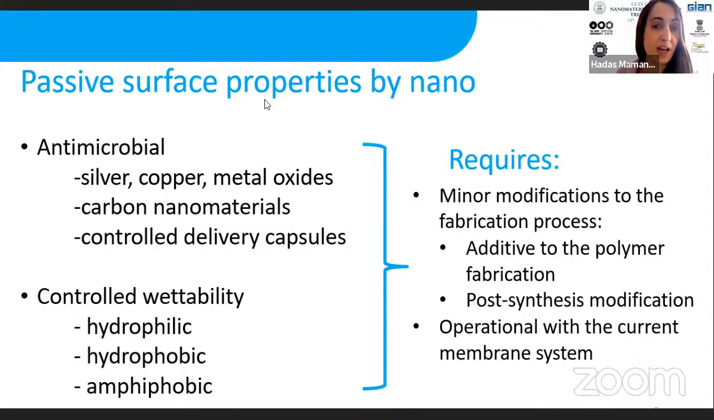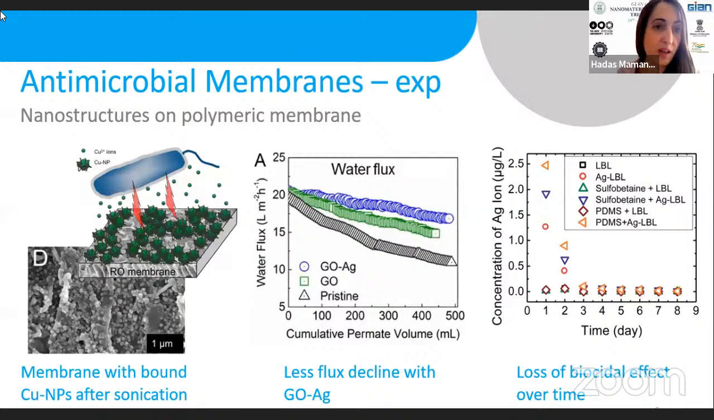When we look at passive properties by nano, we look at both antimicrobial and controlled wettability. Both of these are passive technologies. So it's just the inclusion of silver, copper, metal oxides, carbon nanomaterials, and controlled delivery capsules, or controlled wettability. And we want to control here the hydrophilicity, hydrophobicity, or amphiphobic conditions.